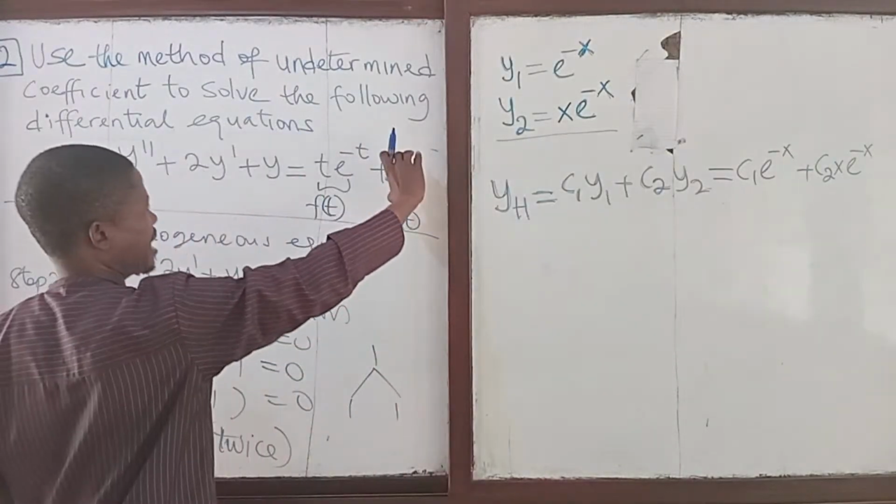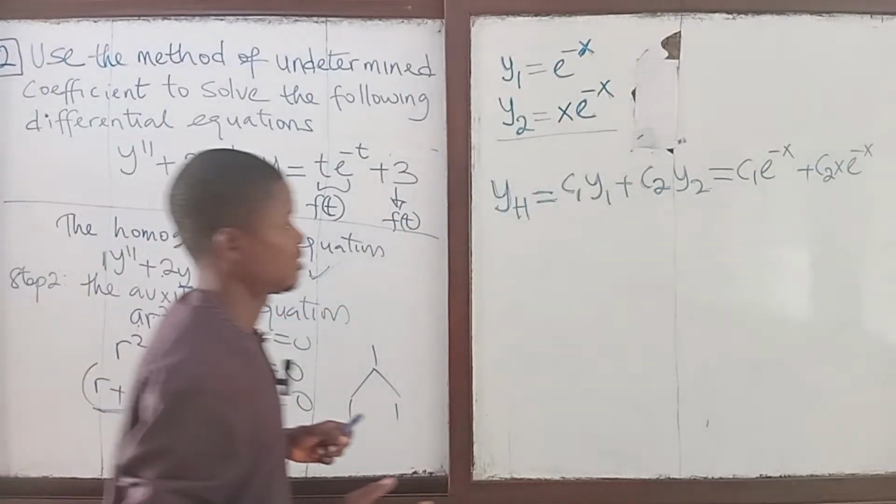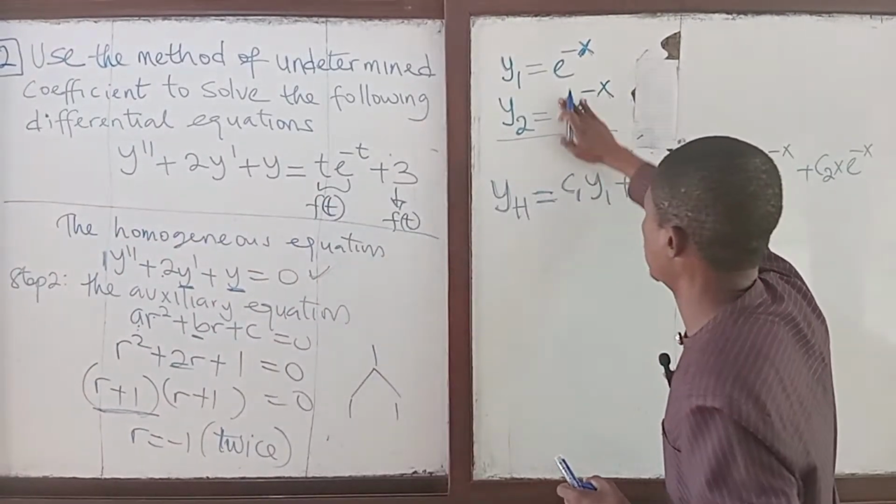The non-homogeneous part is a function of t. So this will be t. Anywhere you see your x, that will be t.